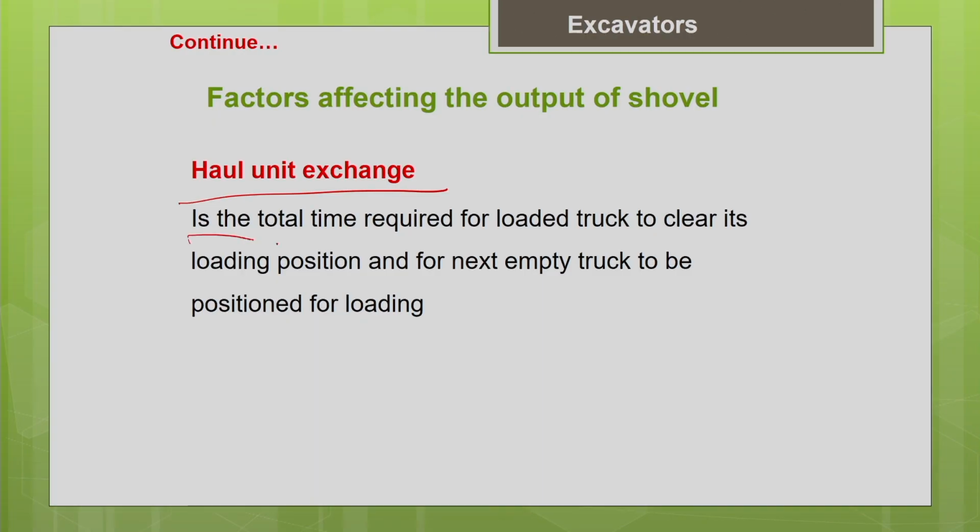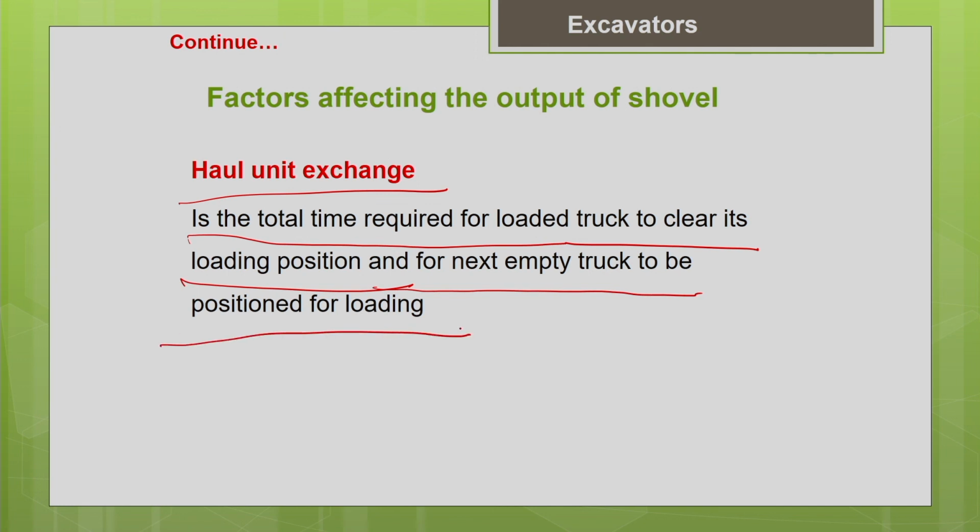If your truck is not readily available for the loader to dump the material into the truck, then the loader has to wait for the truck. Okay. So, that will increase the cycle time. It is nothing but the total time required for the loaded truck to clear its loading position and for the next empty truck to be positioned for loading. So, we have to minimize this haul unit exchange time. We have to balance the number of trucks and the shovels in such a way that the waiting time is minimized.